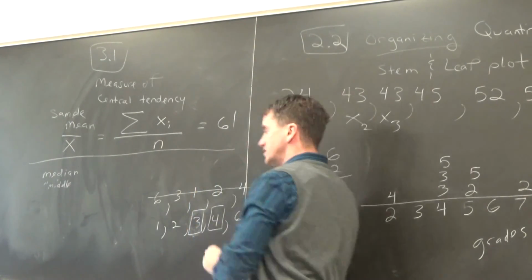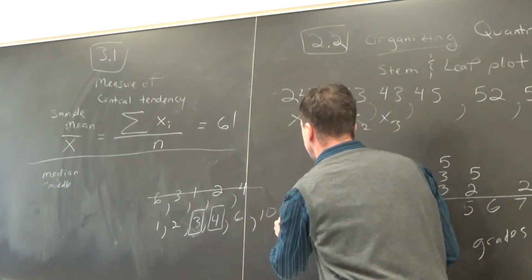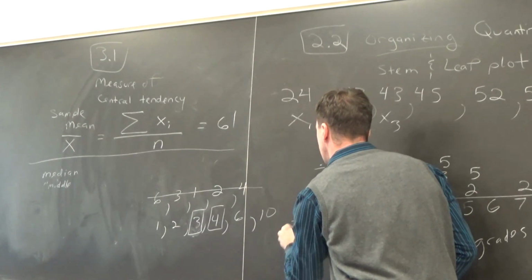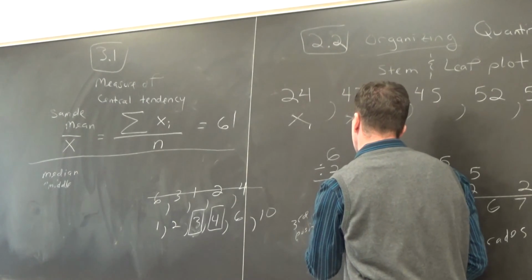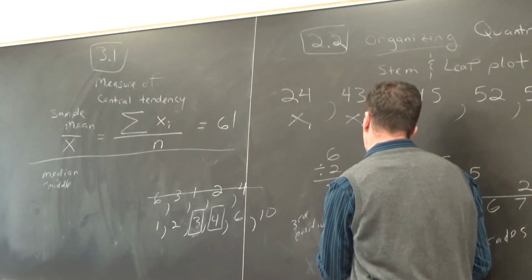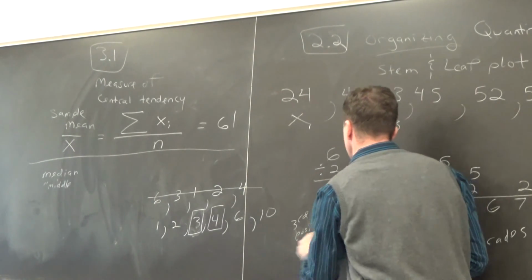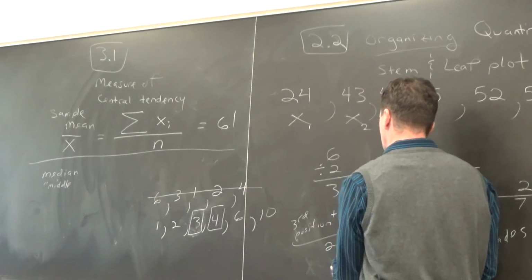To find the median, I'm going to have to take the number that's in the 3rd position, add it to the number in the 4th position, and then divide by a what? 2. Students know what to do. I love it.